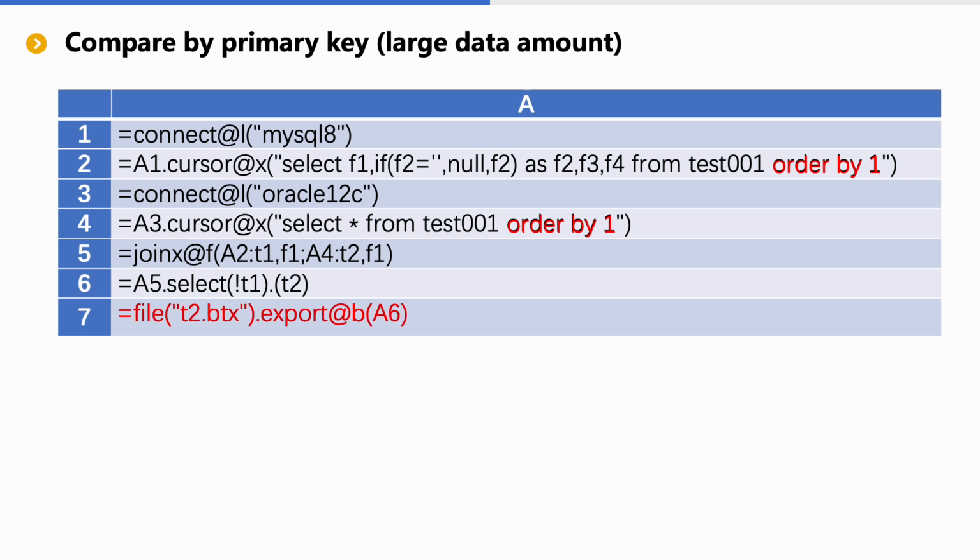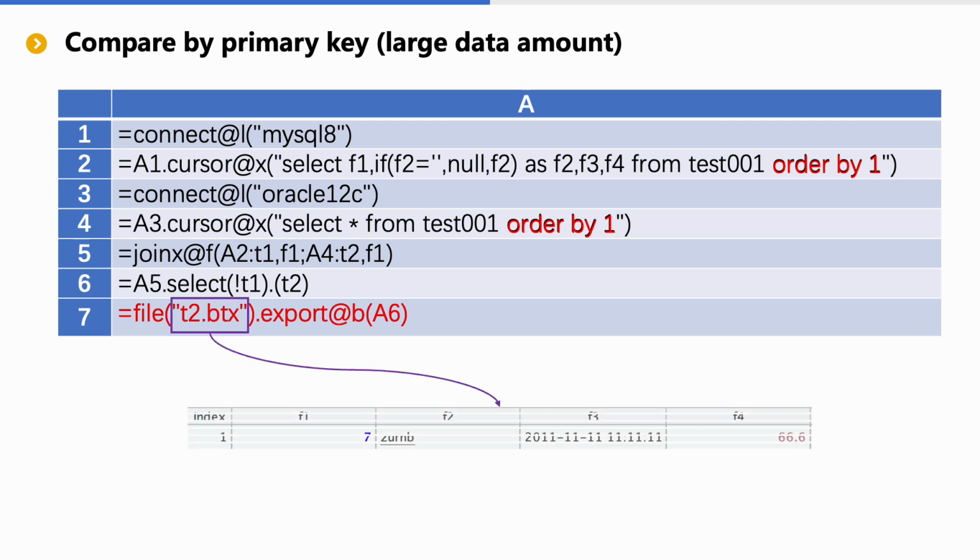When the amount of data is large, the comparison results may also be too large to be loaded into memory. At this point, it is necessary to write the data in the cursor to a file. A7 writes the data from A6 cursor to T2.btx file, where it represents writing it as a bin file. This is the first scenario, finding records that T1 does not have but T2 has.